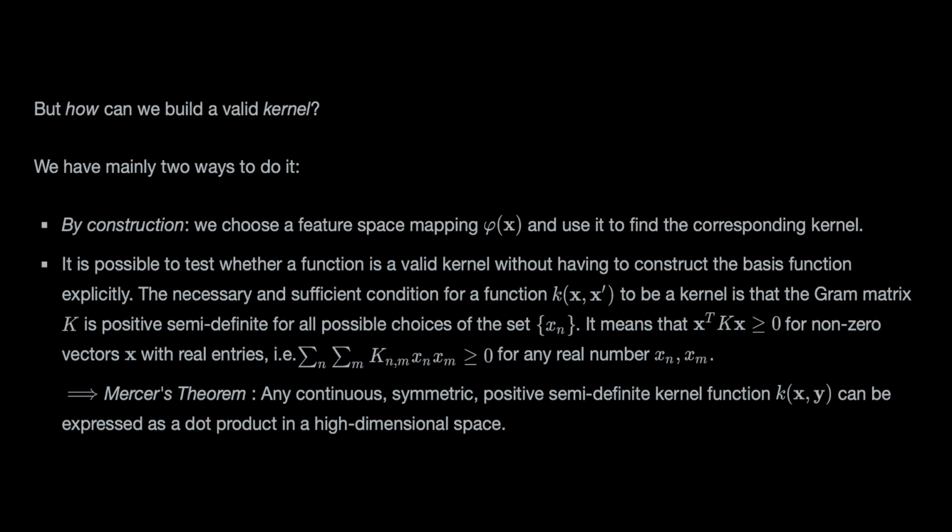But how can we build a valid kernel? We have mainly two ways to do it. By construction is the first way. We choose a feature space mapping phi of x and use it to find the corresponding kernel.